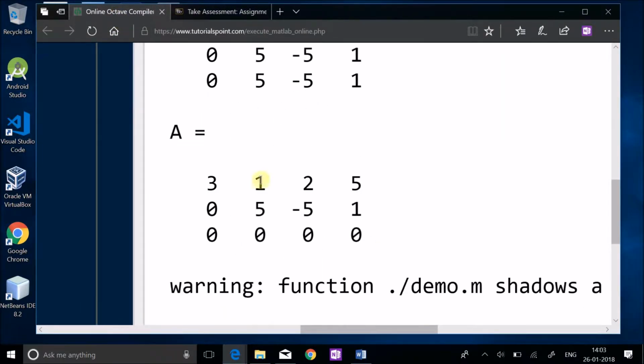This is the row reduced form of the matrix A which we have. As I mentioned before, the first non-zero entry in each row we call the leading entry, and they are called the pivot elements. In the first row, the first non-zero entry is 3. So this is the leading entry, and this is called the pivot element. In the second row, the first non-zero entry is 5, and this is the pivot element in the second row. And in the third row, we don't have any because it's filled with zeros.